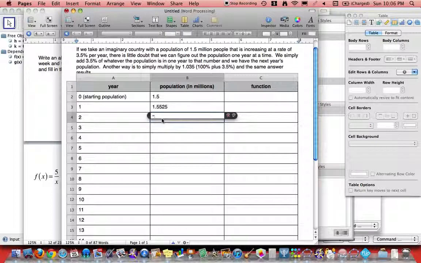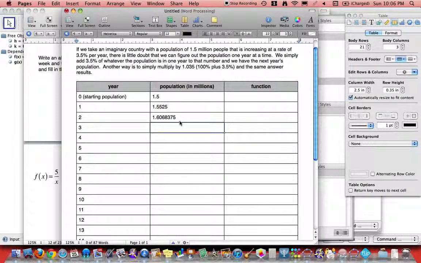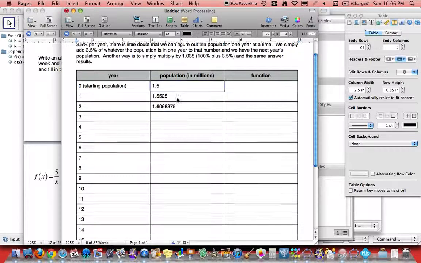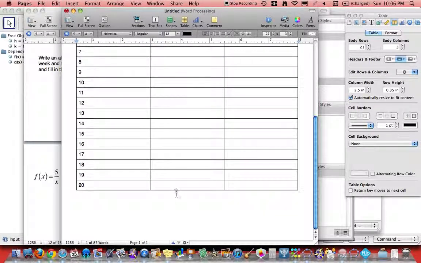We start with the population from year 1, and multiply it by 1.035. Okay, and we get this, and we can set this to round to 4 decimals. We can set that easily enough.